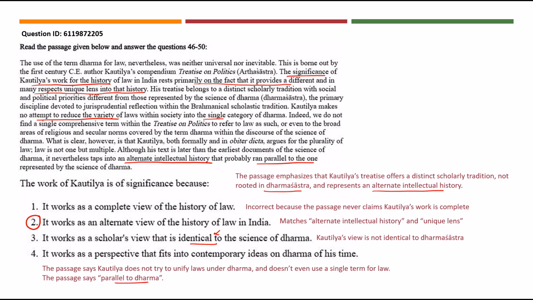So it is nothing about the perspective that fits into contemporary ideas. He didn't try to fit it into some idea. Rather, he said, let the variety exist. So this fit into is actually contradicting the phrase variety of laws here. That's why the fourth one is also wrong. So we will rule out the other 3 options.